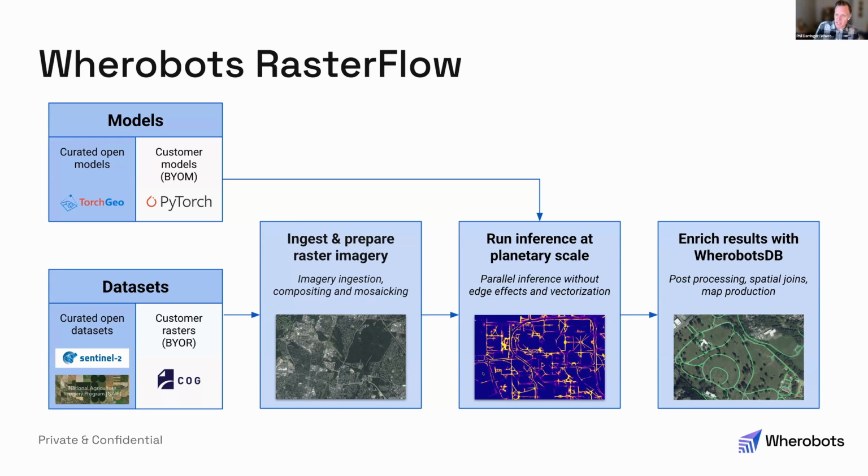We then have our distributed inference engine, which parallelizes the operation as much as possible based on the model that you want to run across that seamless wall-to-wall mosaic. So you get nice, clean output results without the edge effects that you might get if you just were to run this computer vision model on a tile-by-tile basis. And you see the predicted outputs. In this case, for instance, we're seeing predicted sidewalks that have been detected in a campus environment.